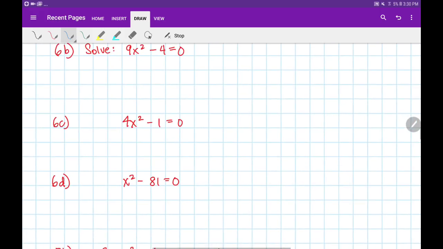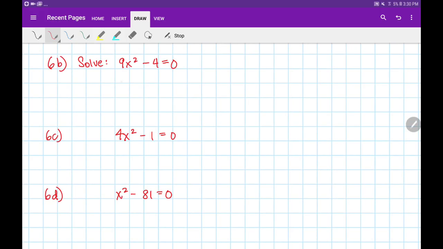Number 6, this was the difference of squares. So this will factor into 3x minus 2, 3x plus 2. Remember, you take the root of each term. That's how I got the 3x. You take the root of the second term. That's how I got the 2. Then you just flip the signs, a minus version and a positive version. So our answers here are x equals positive 2 over 3 and negative 2 over 3.